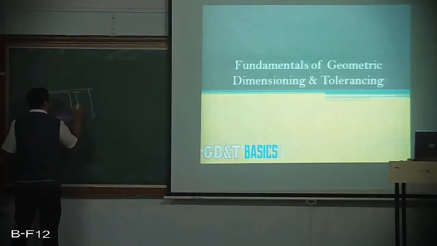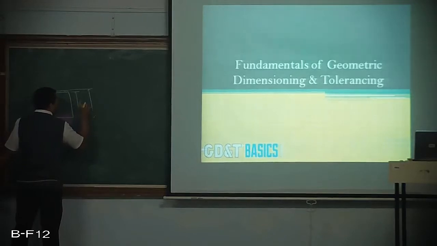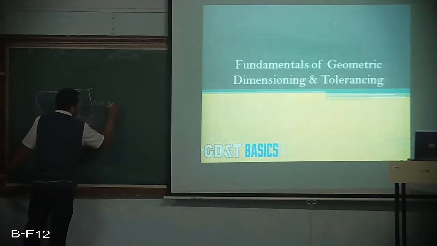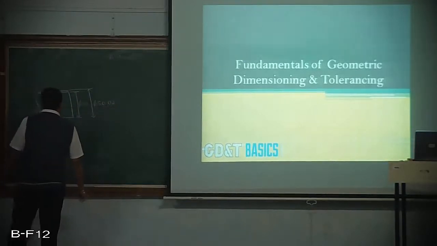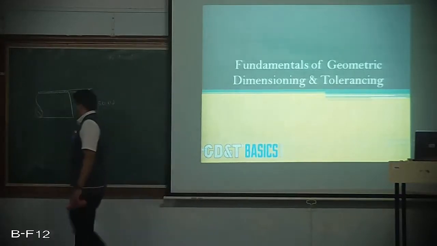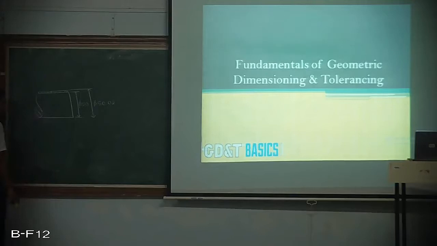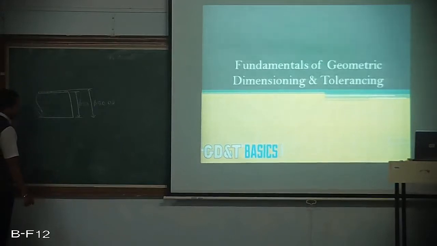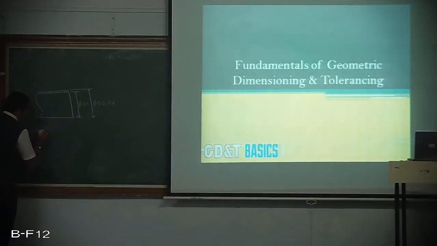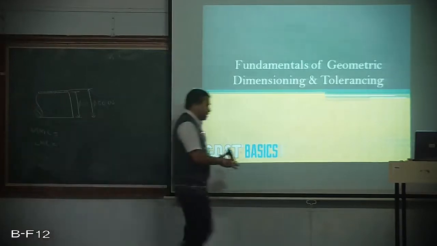So I'll assume this dimension as dia 50 and this as dia 50.02. That means what is the tolerance on this shaft? That is upper limit minus lower limit, that is 50.02 minus 50, hence the tolerance is 0.02 mm. Now what is the maximum material condition for this and lower material condition for this?